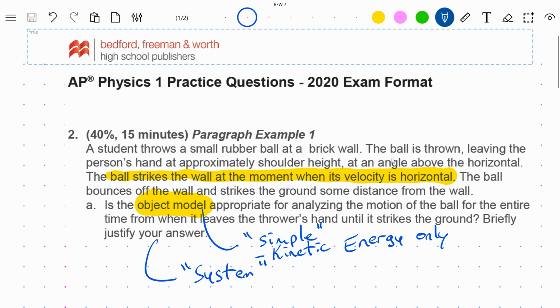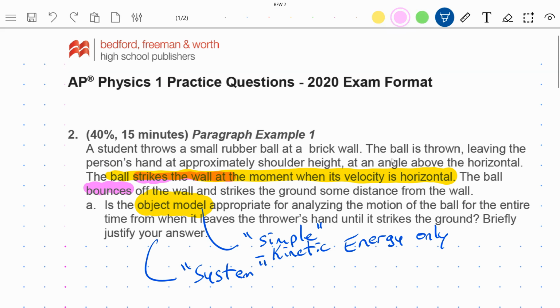However, this question includes something really critically important that I've already outlined here. It strikes the wall, and of course we know that it bounces back from the wall. So that bounce is actually more complicated than we sometimes like to pretend that it is. When a rubber ball strikes a brick wall, the ball actually changes shape.